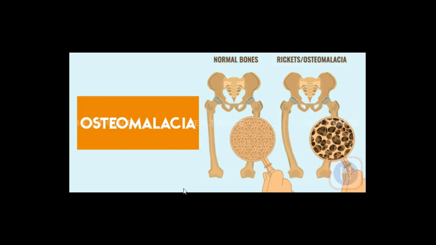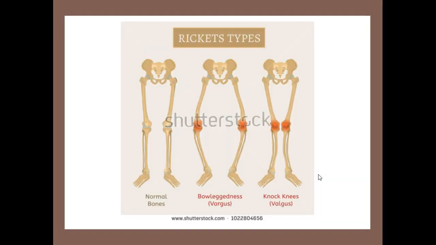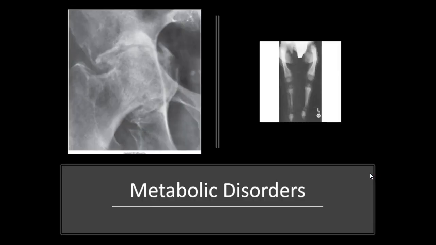So looking here, you can see normal bone versus rickets or osteomalacia, and you can see the bowing from the softening of the bone. And other types, knock knees, bow-legged, and metabolic disorders here.